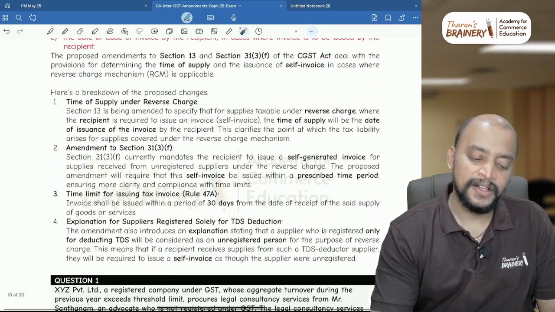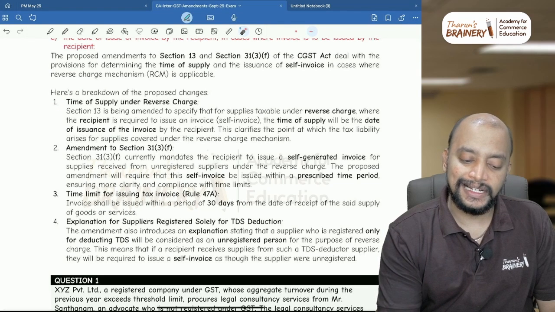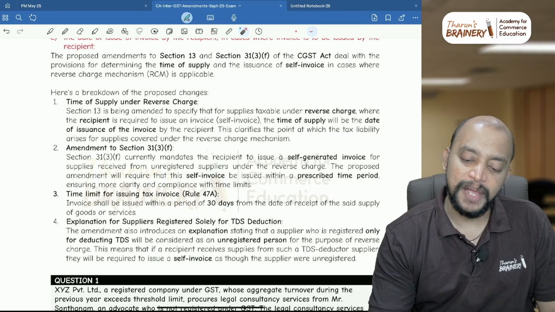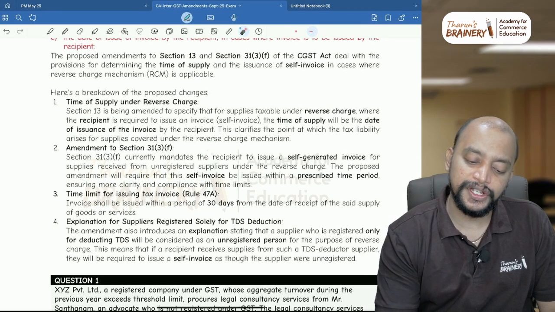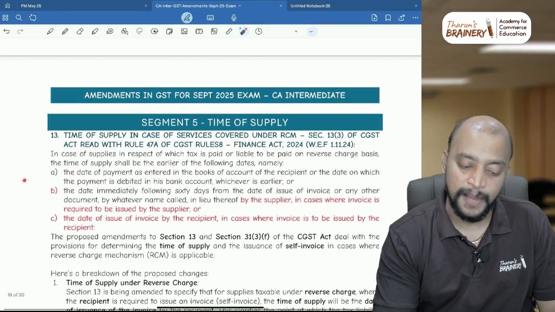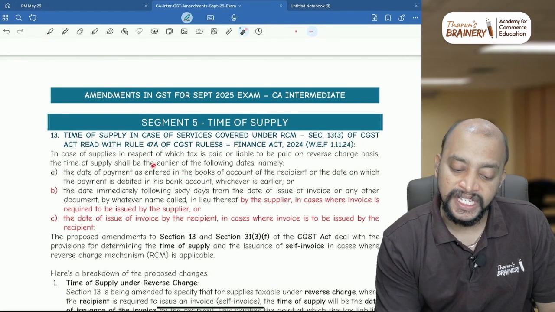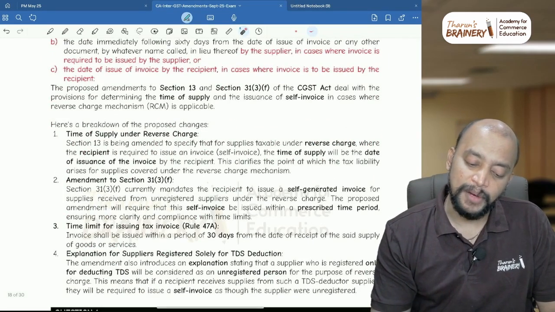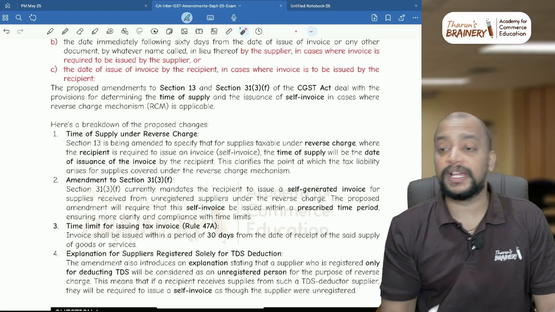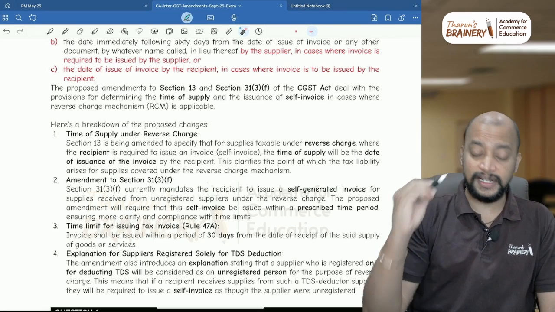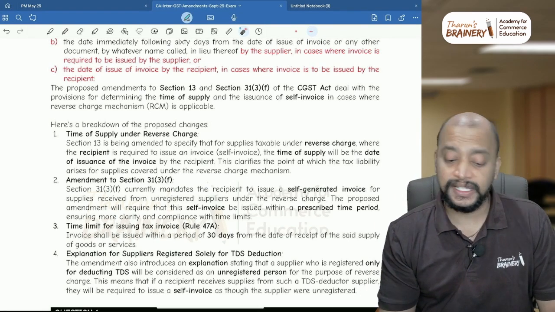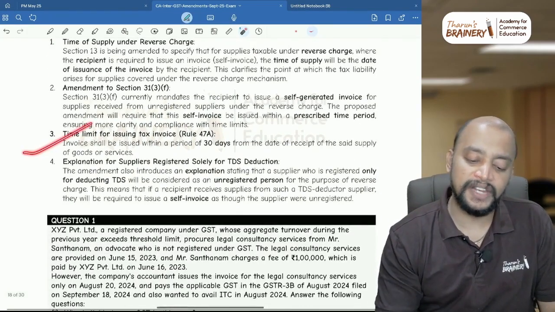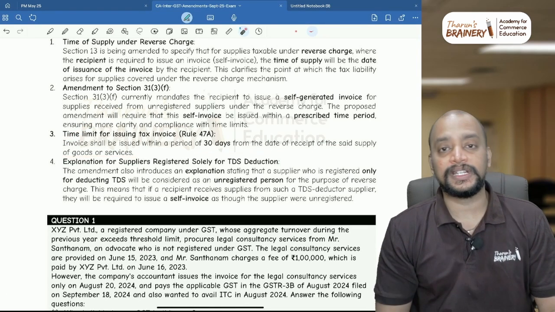These are the changes. First, what should be taken as the time of supply under RCM? The time of supply will be the date on which payment is made or the date of issuance of invoice by recipient, whichever is earlier, because point A is there, point C is also there, whichever is earlier of the following dates. And what is the time limit for self invoice? When the supplier is unregistered and the recipient is registered, the recipient has to issue the self invoice in case of RCM. The time limit for issuance of self invoice is 30 days from the date of receipt of goods or services.